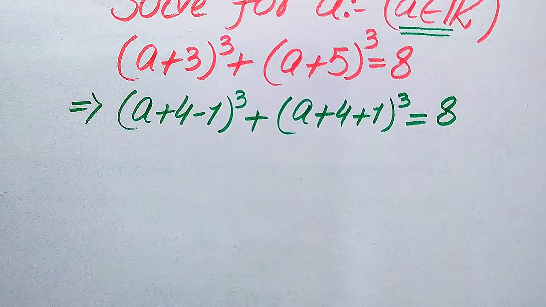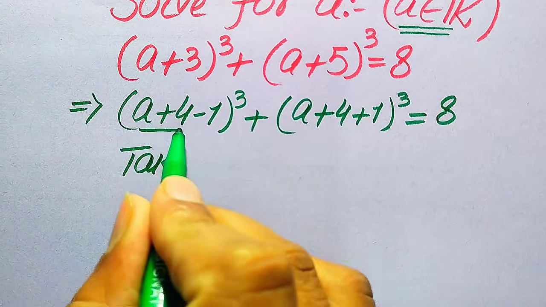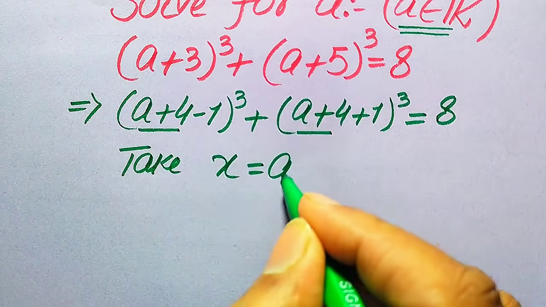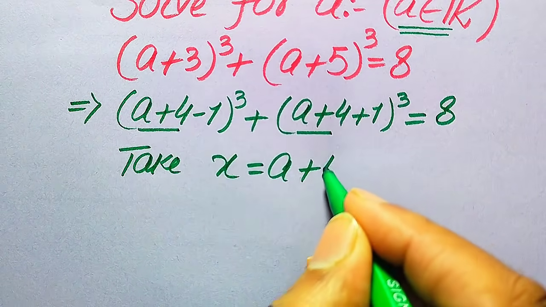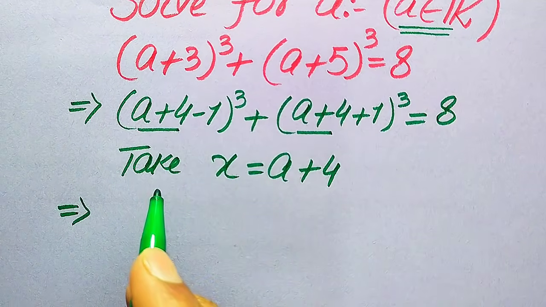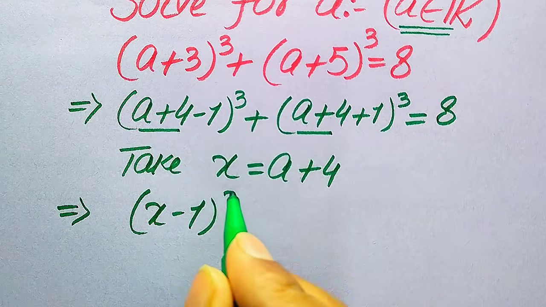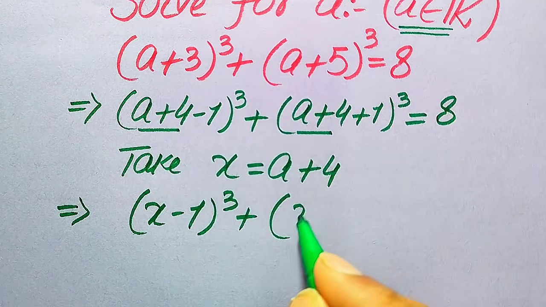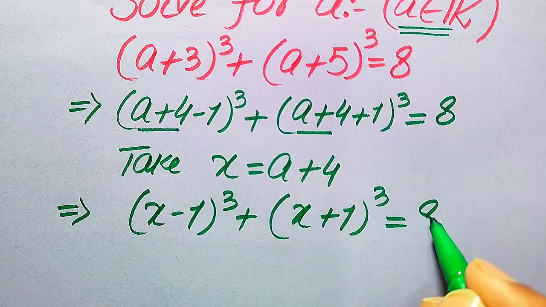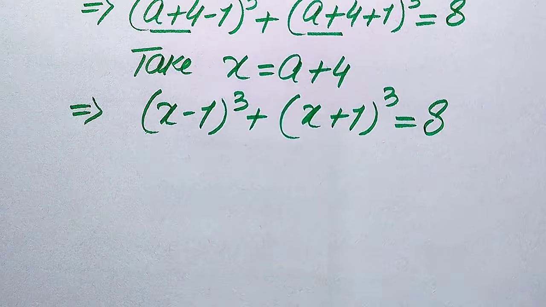And further in the next step we take this a + 4 as the common term, so we take it equal to x, and it becomes x = a + 4. And when we substitute this value into the above equation, it will be written as (x - 1)³ + (x + 1)³ = 8. So our given cubic equation is converted into this form.